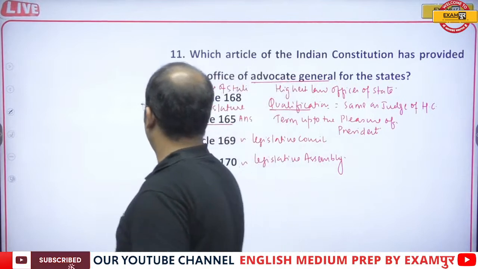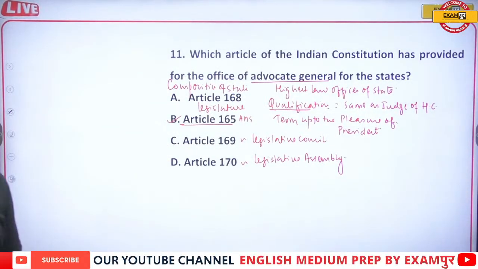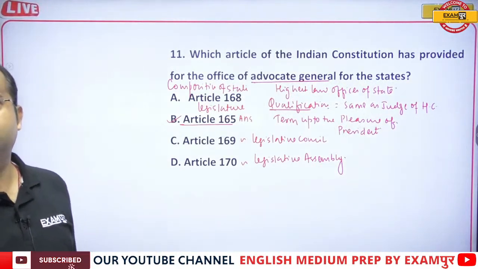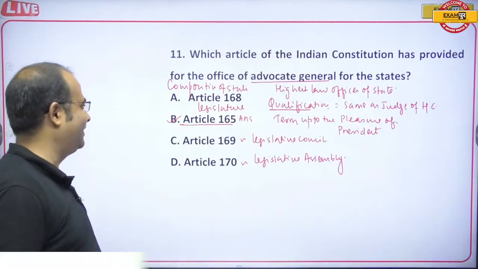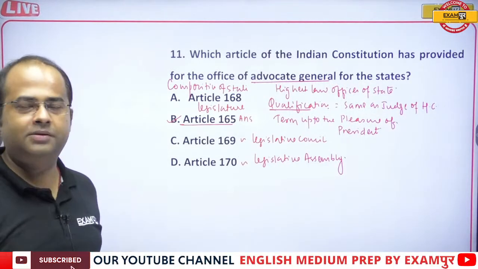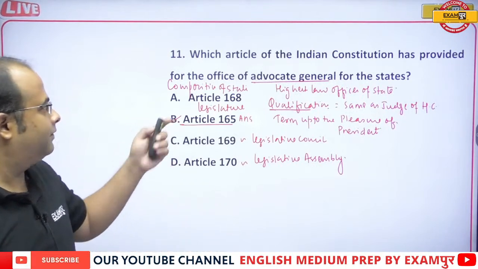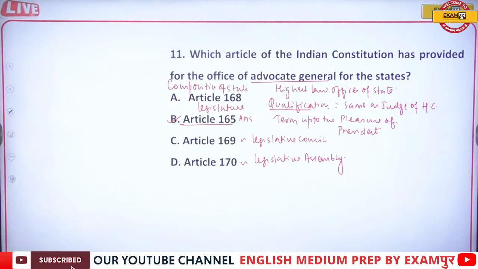So, correct answer will be, guys, option B, that is Article 165, that discusses the Advocate General of the state. So, that is more related to the grammar, less related to the polity. So, correct answer will be option B.